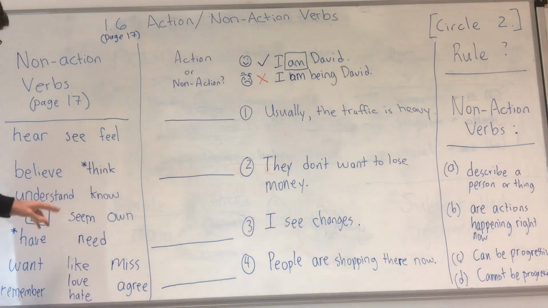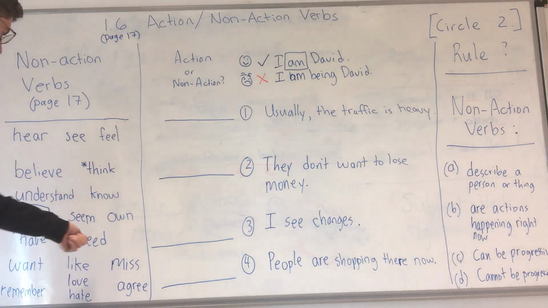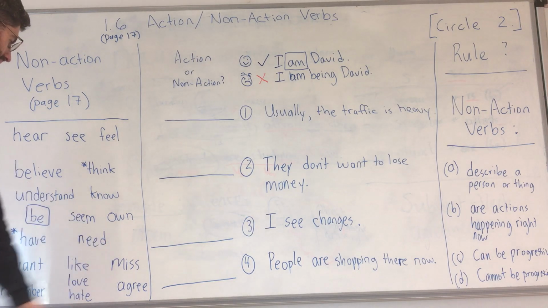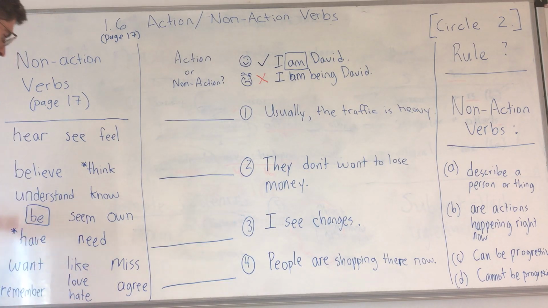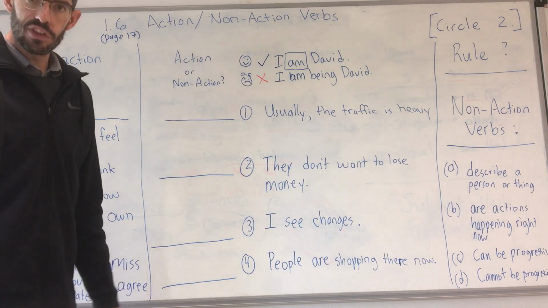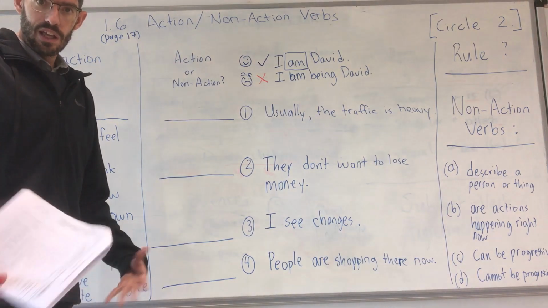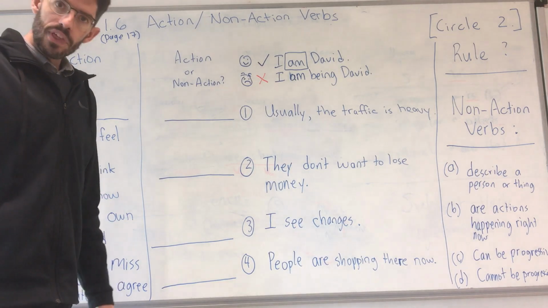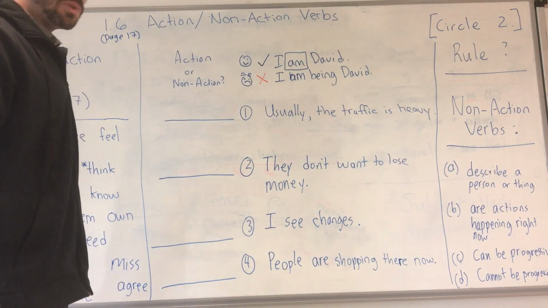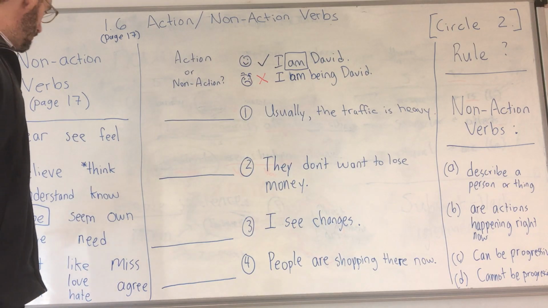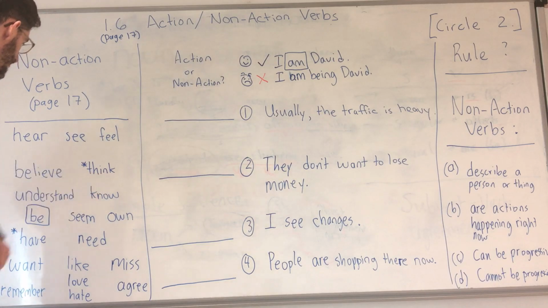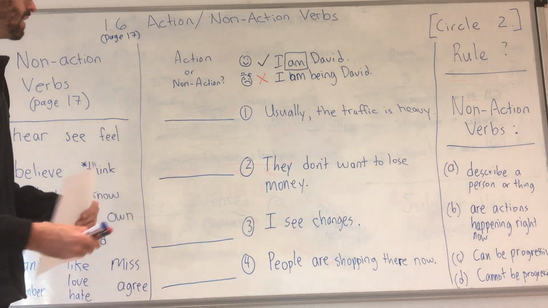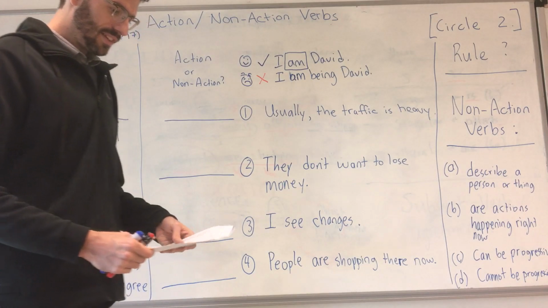So other verbs: seem, own, have, need, want, like, miss, remember, forget, love, hate, agree. Okay, these are all non-action verbs. Two of them are both. You can use them to describe things and people, and you can use them as actions, okay? So in the next part of the video, I will show you about verb think and verb have, okay? But let's look at these example sentences.